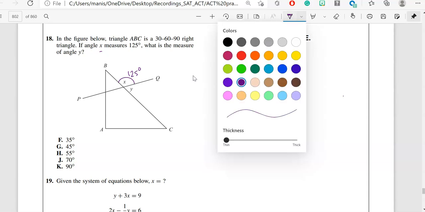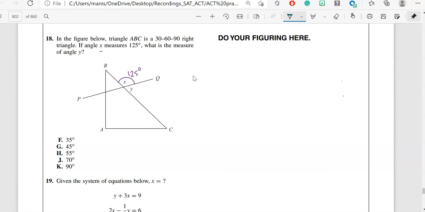Now as you all can clearly see from here what's going on, this is a straight line. So what is the angle measurement of a straight line? This is 180 degrees. So this angle will be 180 degrees minus 125 degrees. 180 minus 125, and we will end up with 55 degrees. So this is the answer for this question. Option choice H is the correct answer for this question.